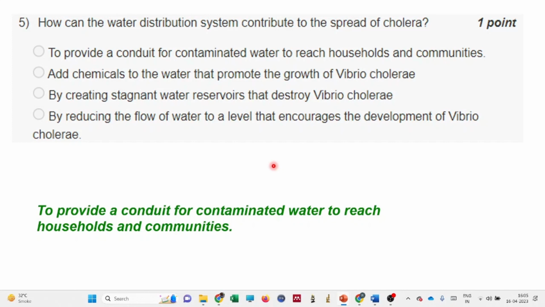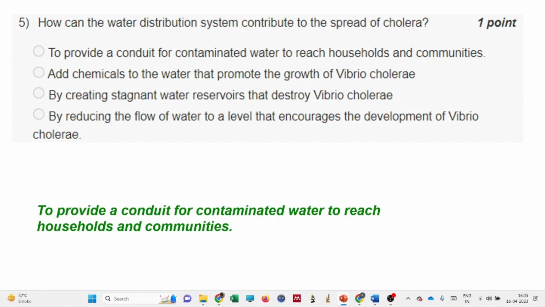Then poor sanitation practices. If the water distribution system is not properly maintained, or if the sanitation practices are poor, then the pipes and the reservoirs that store and transport water can become contaminated with cholera bacteria. And this can happen if water treatment facilities are not functioning properly, or if the water supply is not properly disinfected at regular intervals of time.